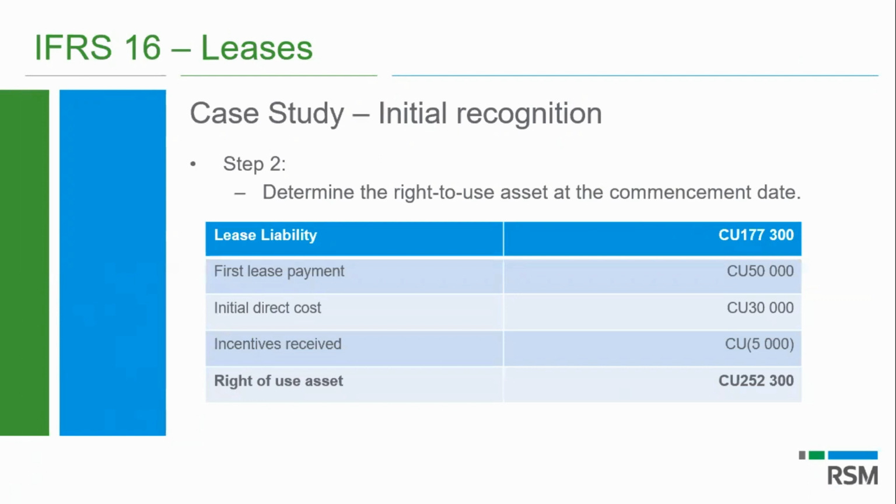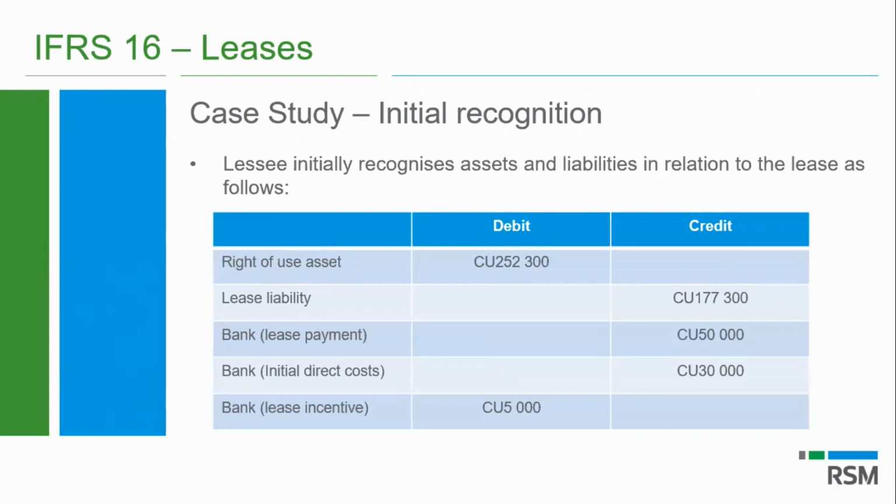Just to show this, as accountants, we like seeing journal entries. There is the journal entry on initial recognition to recognize the asset and the liability. We have a debit of right of use asset of 252,300 and lease liability of 177,300. The bank account we credit for the lease payment and for the initial direct costs, and then we would have a debit to the bank account for the 5,000 Rand lease incentive. So that's a very simple journal entry on initial recognition of our property lease over 5 years.